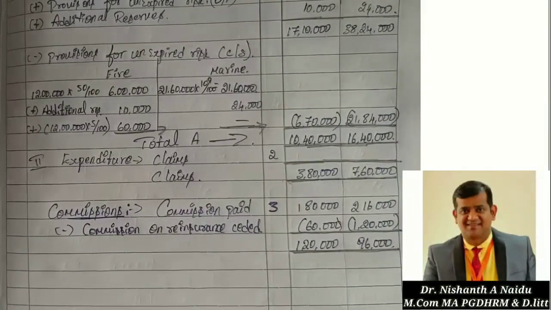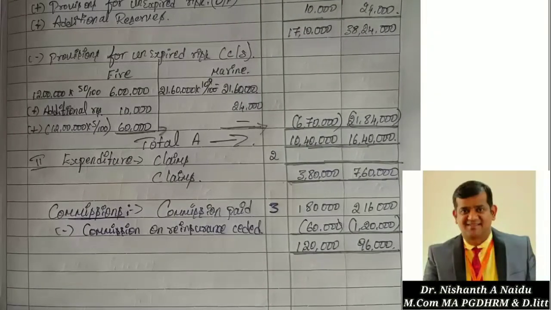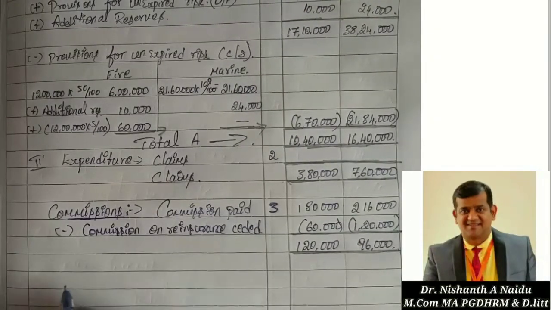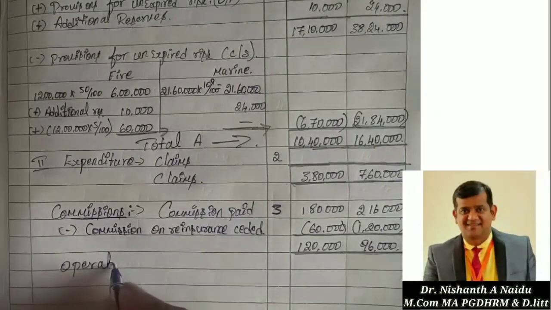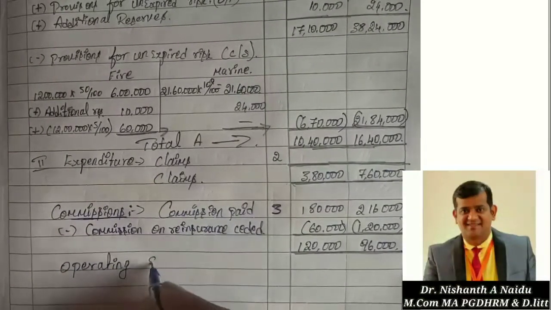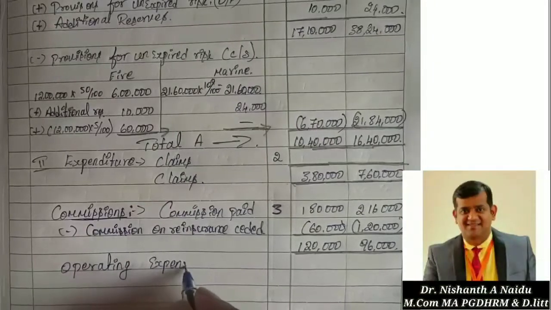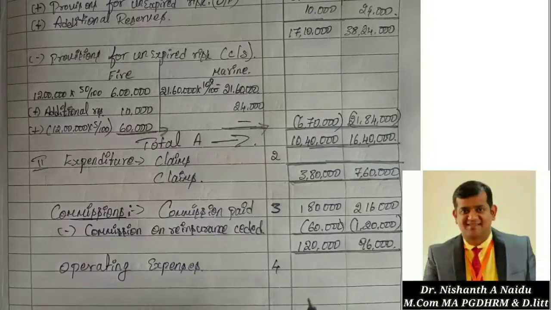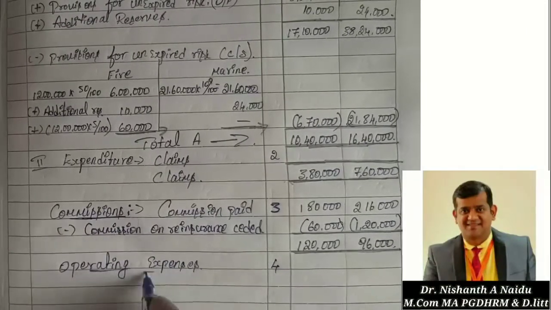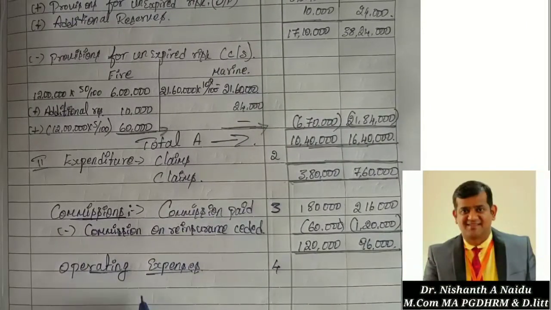Okay. So next I am moving to the operating expenses. That is schedule number 4, operating expenses. Under that, bad debts.